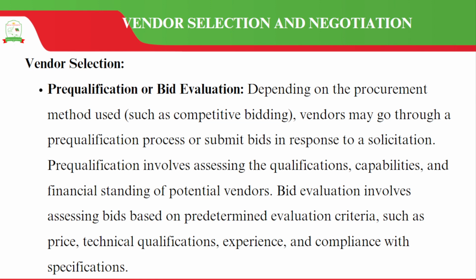Now, we are going to be approaching vendor selection in different ways. Number one, for example, is what we call pre-qualification or bid evaluation. In this, we note that depending on the procurement method used, such as competitive bidding, vendors are going to go through a pre-qualification process. So you simply invite the vendors to submit their bids.